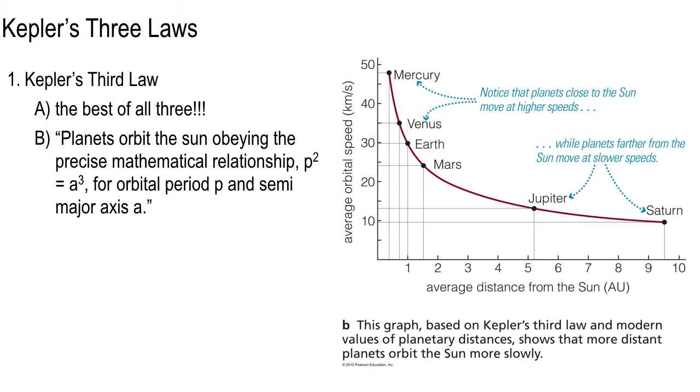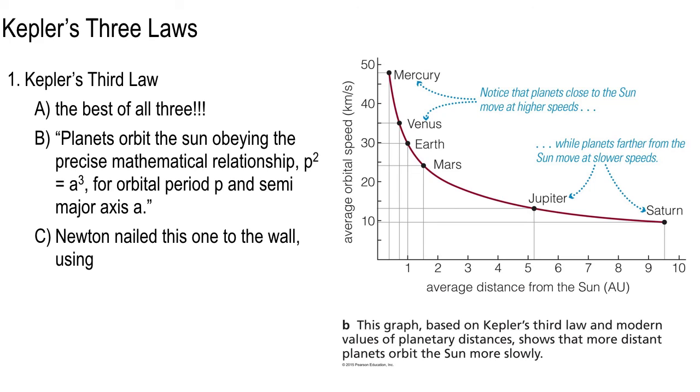so the semi-major axis A has to be measured in astronomical units. And what Kepler found is if you measure the period of the orbit of Mars, Saturn, Jupiter, Venus, Mercury, and if you square it, it equals exactly the third power of the semi-major axis of that planet. Now, here's the important part.